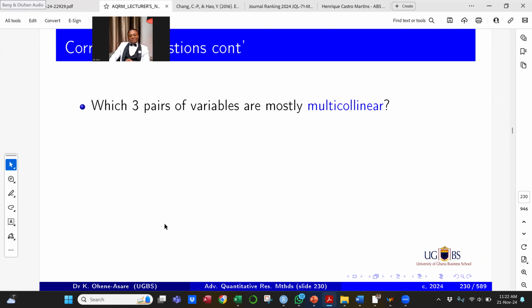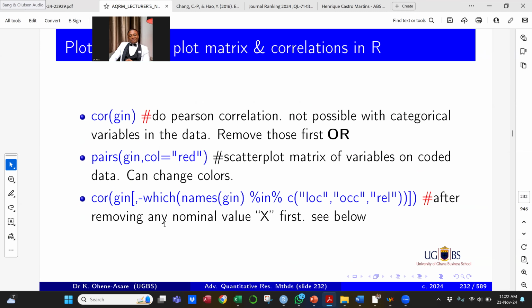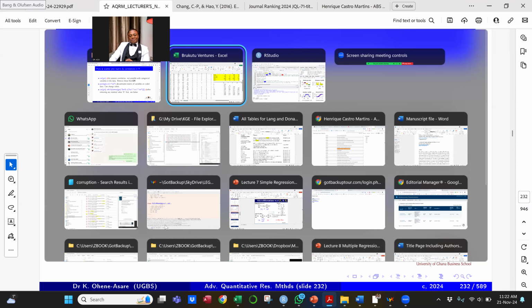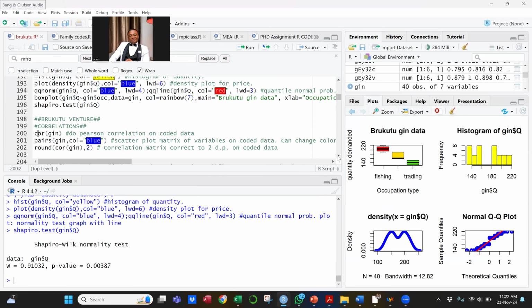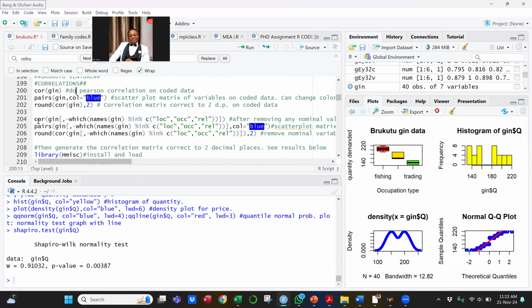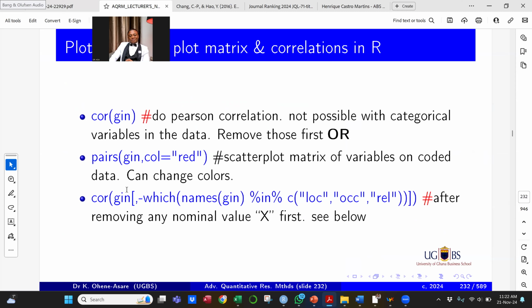In your slides, when you scroll down, you see the one that was done in R. This command will give it to you. So let me quickly show you how to do it in R. Don't use the code. You can do the coded one, but like I said, it's not the best. So use this command. You have it in your slides, the last bulleted point. This command will remove all the categorical variables from the data set.